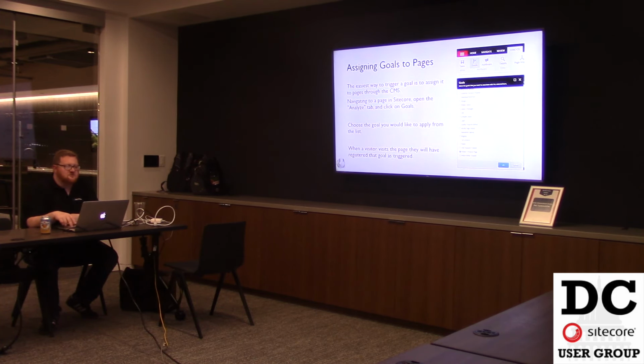So how do you actually assign those goals to pages? In the Analyze tab on a piece of content inside Content Editor, there is a button for goals. You click that, it pops up that screen we just saw, you choose your goal, hit OK, and you're ready to rock and roll.